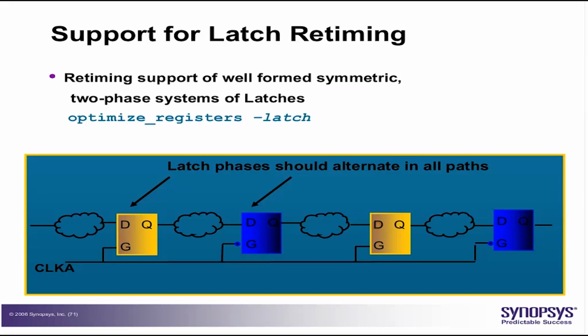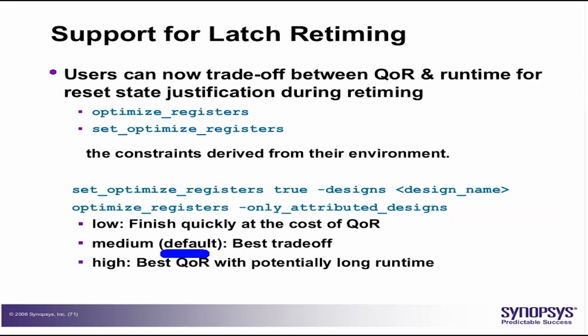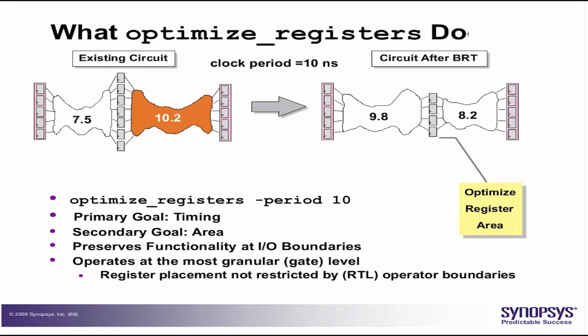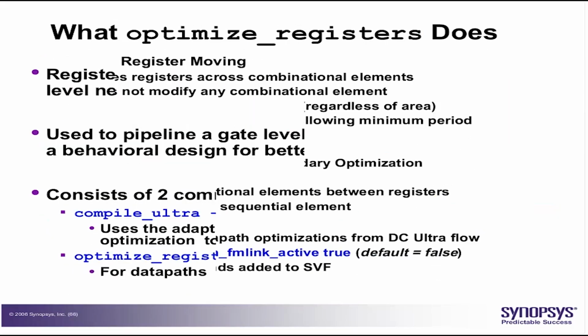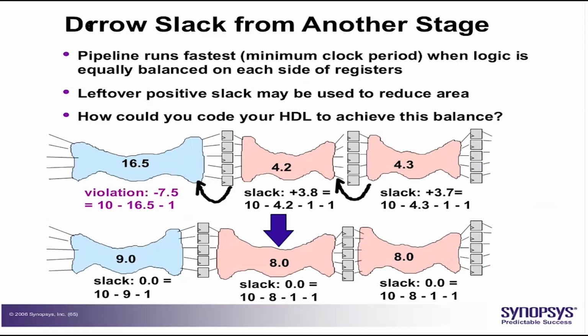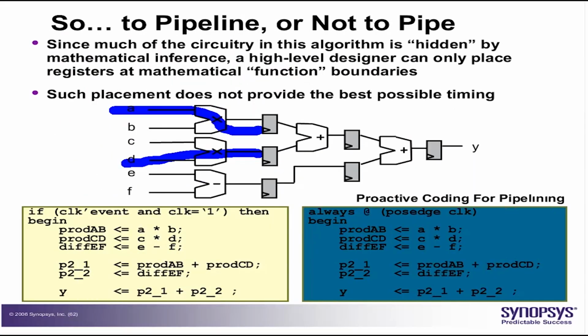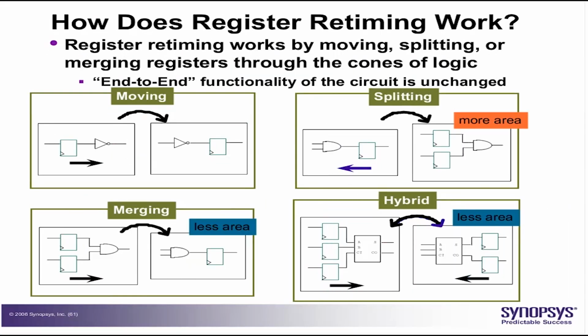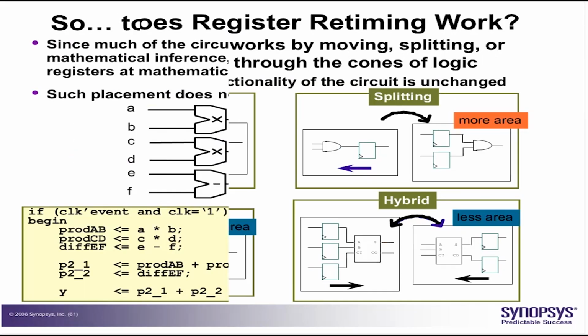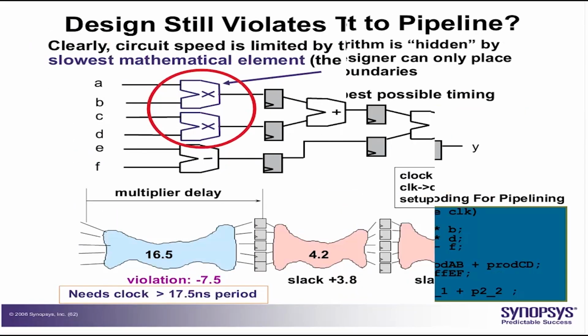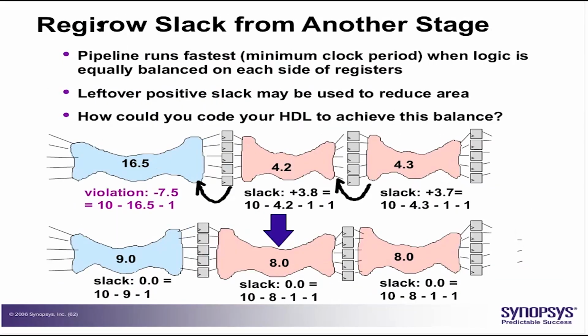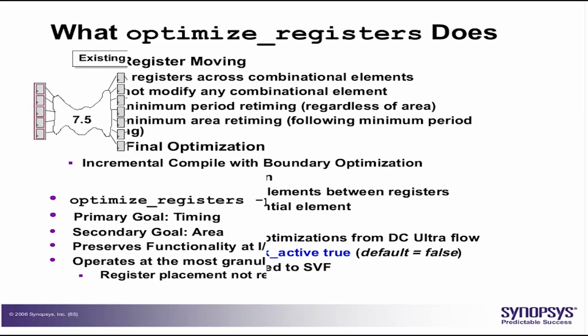Again, the compiler has support for latch retiming. We saw flop retiming when we discussed retiming. All these cases were flip-flop retiming, where the flip-flop is moved from one place to another, or duplicated or merged. But DC Ultra compiler also supports latch retiming.